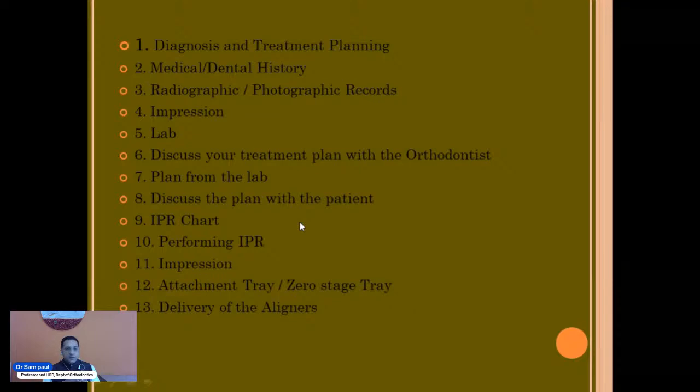That is the most crucial thing. And you have to perform an IPR that I'll explain to you in the coming slides. And then the zero tray. Zero tray means the first tray which you give to the patient to see whether the impression is perfect or any changes have to be made or not. And the final thing is delivery of the aligners.